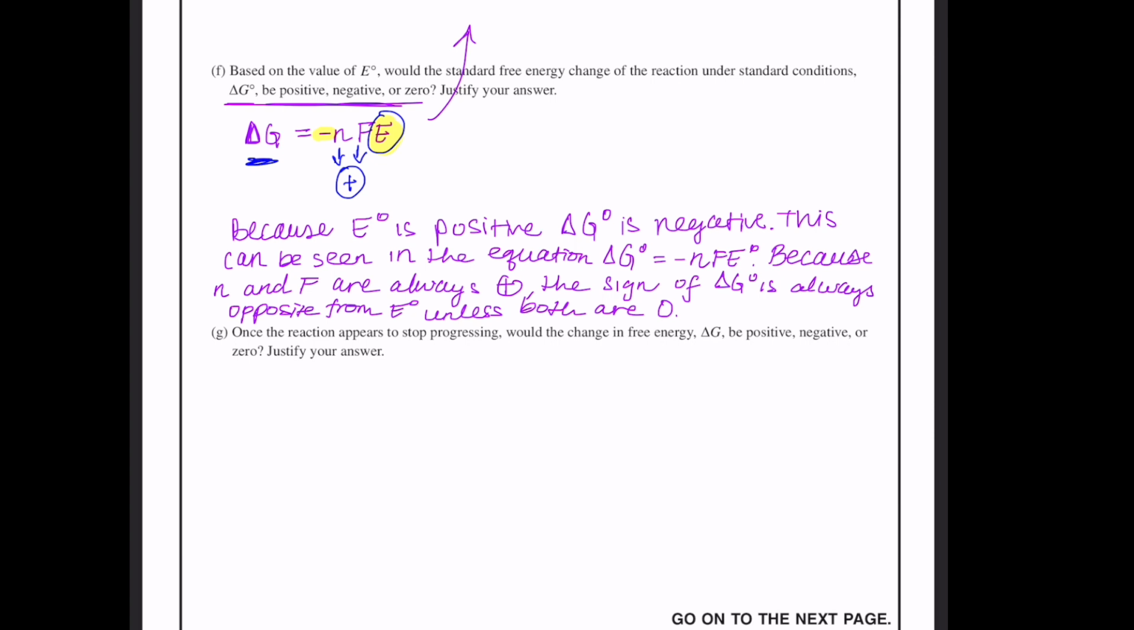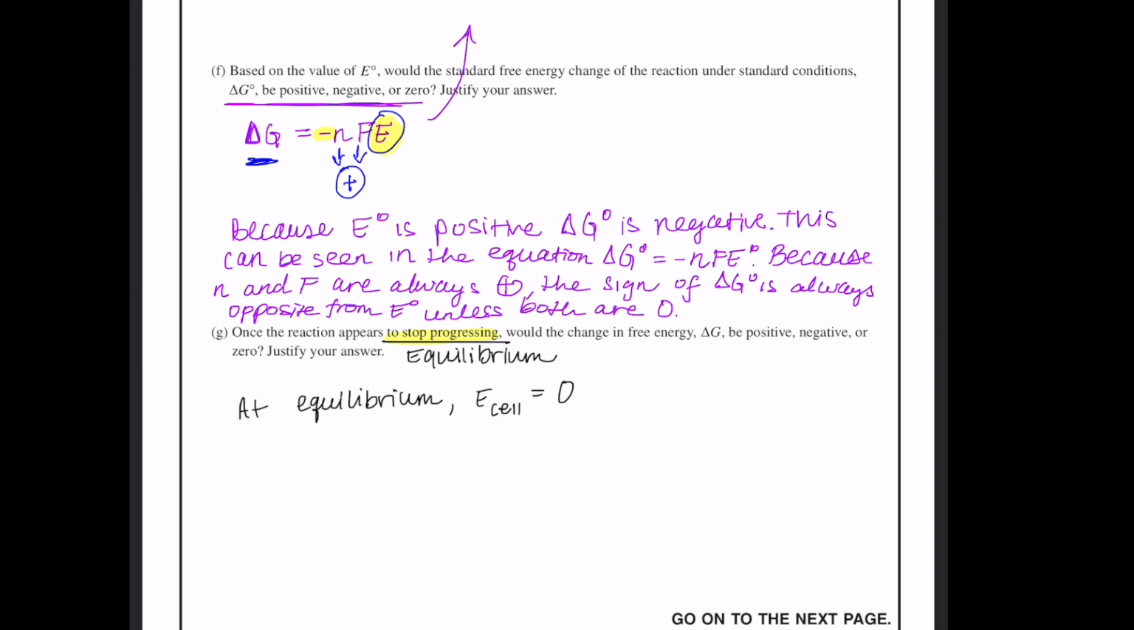So now, when we look at part G, it says once the reaction appears to stop progressing, would the change in free energy now be positive, negative, or zero? So one thing that we can think about is when it stops progressing, this is indicating a state of equilibrium. So that's what we need to take away from there. And then at equilibrium, so this is just something that you need to know, at equilibrium, E cell is going to be equal to 0.